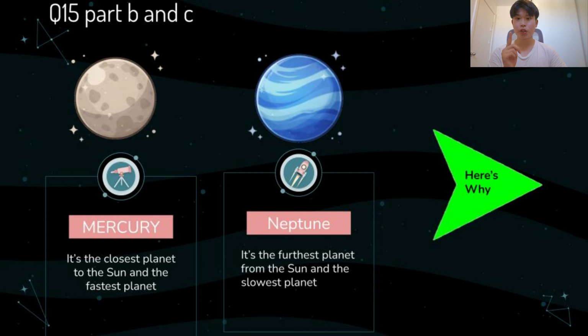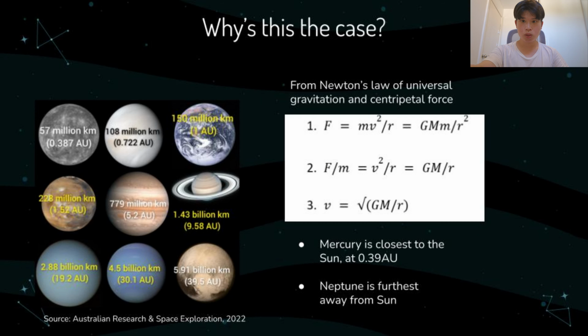Now, I have a question for you. Have you ever wondered which planet in our solar system travels the fastest and which planet travels the slowest? Well, let's find out. When you apply Newton's law of universal gravitation with the centripetal force for circular motion, the orbital velocity can be expressed as the square root of GM over r. Since G and M are both constants, a larger orbital radius results in a smaller orbital velocity. Therefore, a planet closer to the Sun moves faster than a planet that's further away.